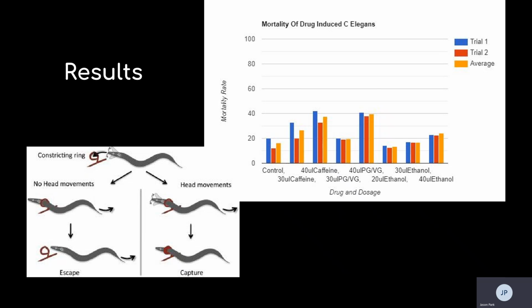I also observed the movement of the C. elegans. I observed that the caffeine-induced C. elegans exhibited slow and staggered movements, unlike the C. elegans of the control group, which moved at a normal speed. The caffeine-induced C. elegans seemed to have bursts of movement. The control group C. elegans moved headfirst, while the caffeine group C. elegans moved back and forth.